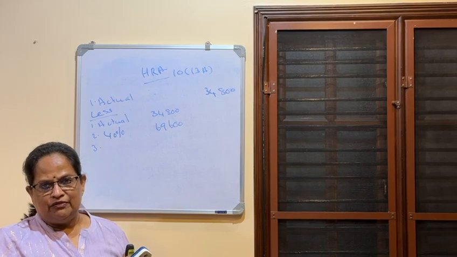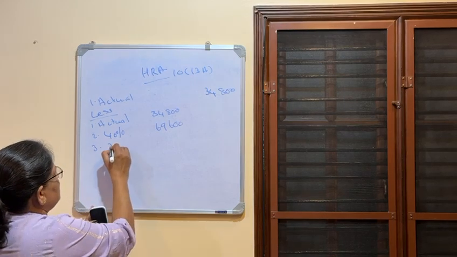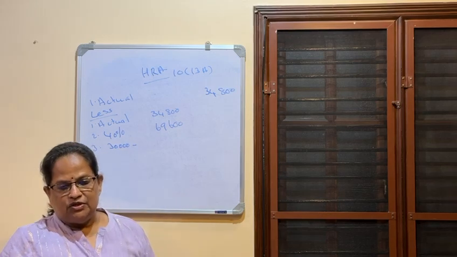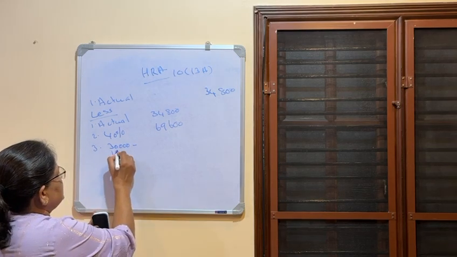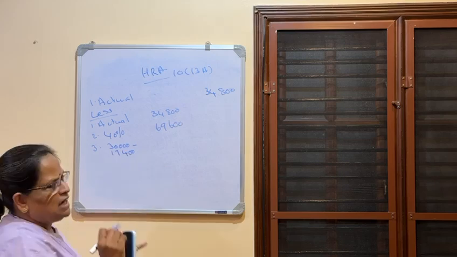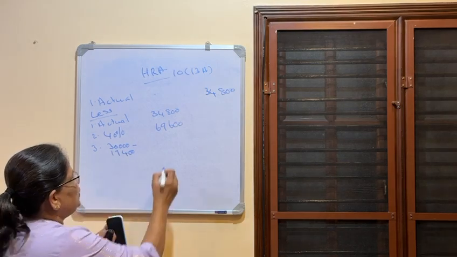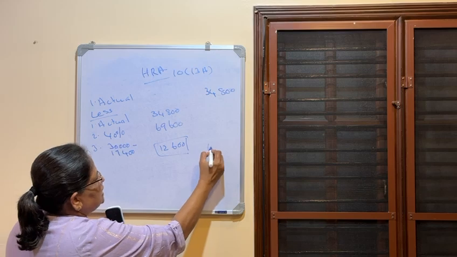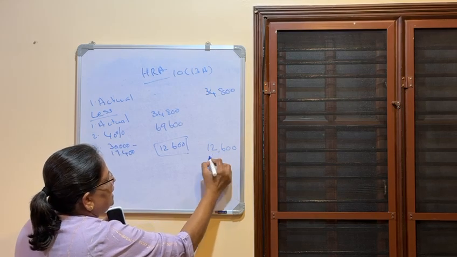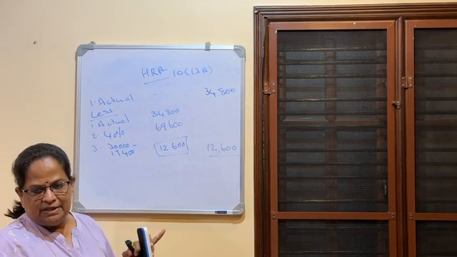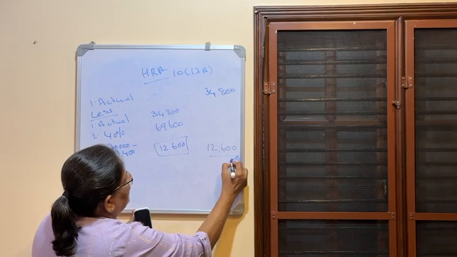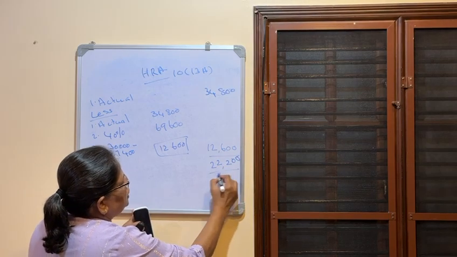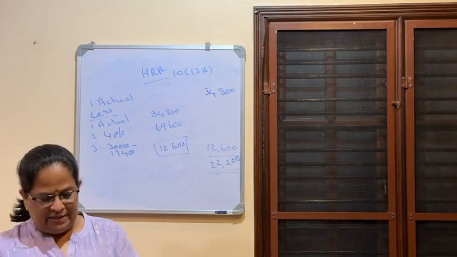Rent paid is 2,500 into 12, 30,000. 30,000 minus 17,400, that is 10% of 1,74,000. So this value is 12,600. So the least value is 12,600. We will exempt this HRA, and the taxable HRA is here 22,200. This is the taxable HRA.